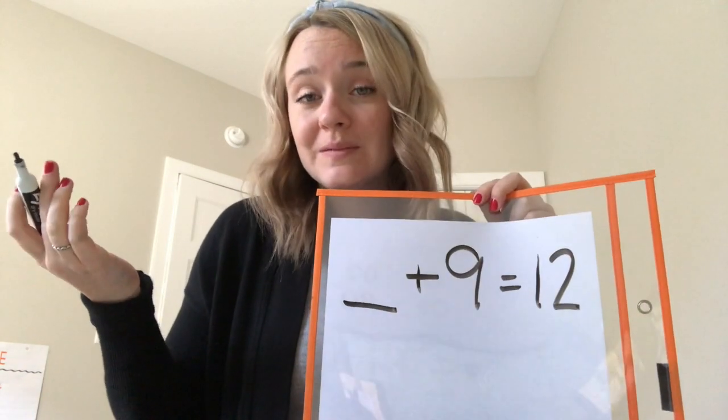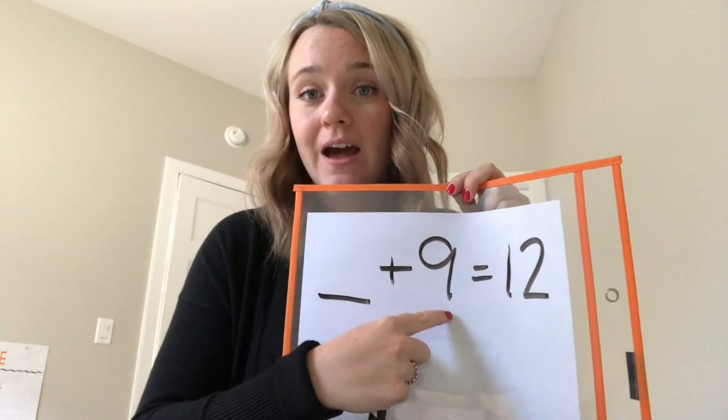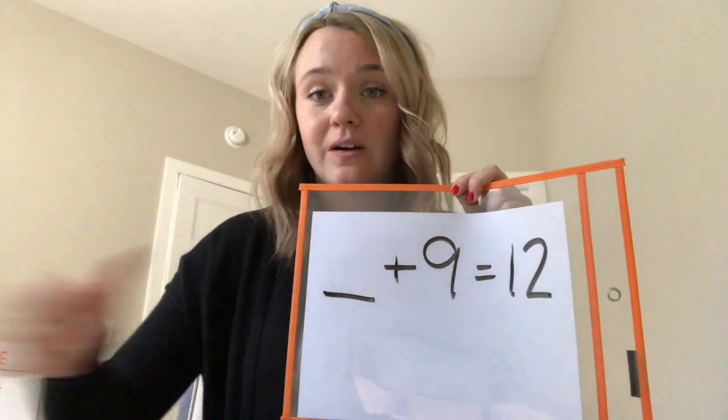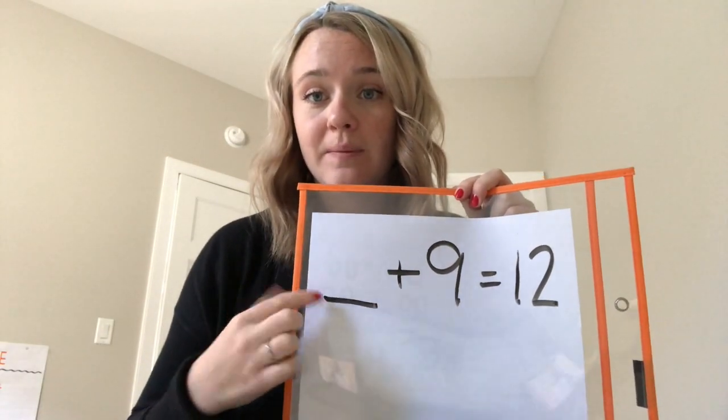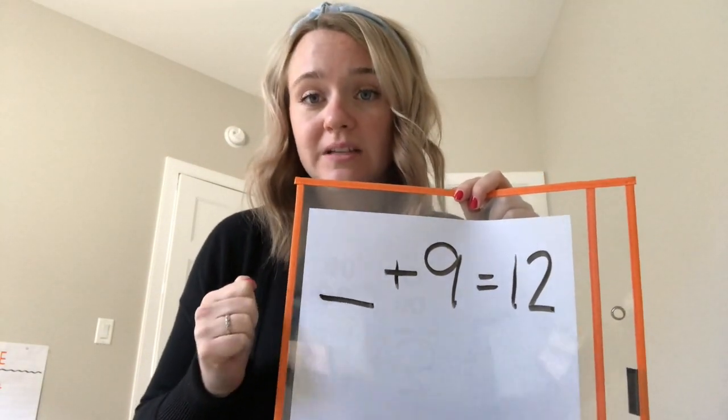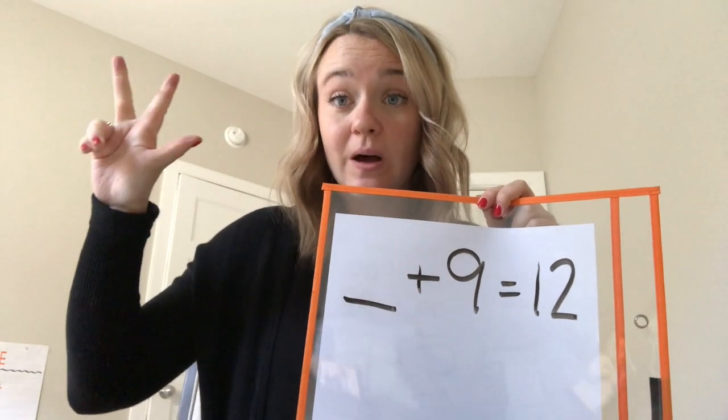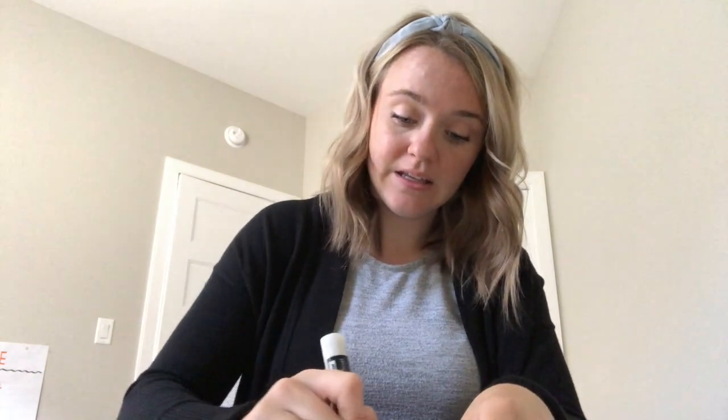That's okay. It doesn't matter. We're still going to just count how many are in between 9 and 12 to figure out what the other number is here. So 9, 10, 11, 12. The answer is 3. 3 plus 9 equals 12.